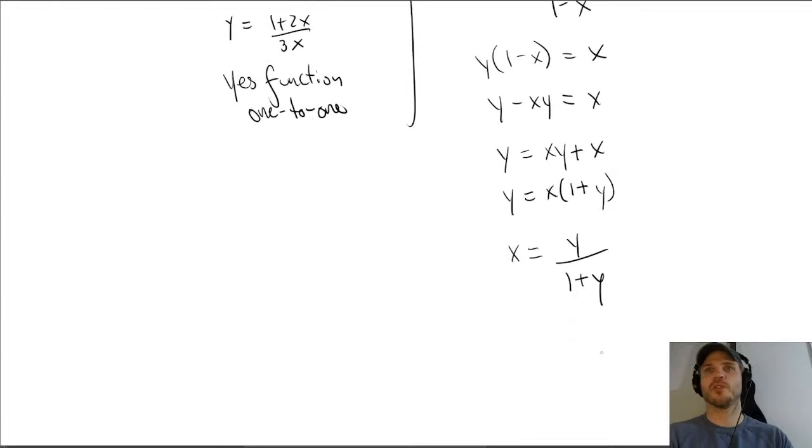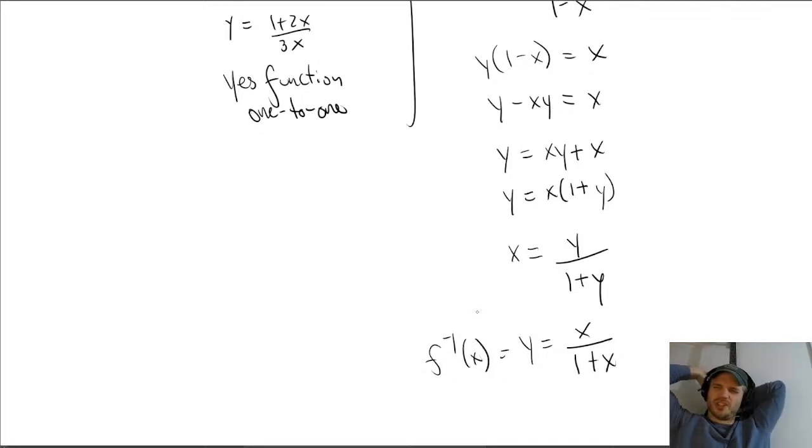And so first I solve for x. Now I'm going to swap the variables. So y's become x's, x's become y's. Y equals x over 1 plus x. And this is f inverse of x. Is it a function? It looks like a function. Yeah, it's 1 plus 1 over x plus 1, which is a function. And it is 1 to 1.